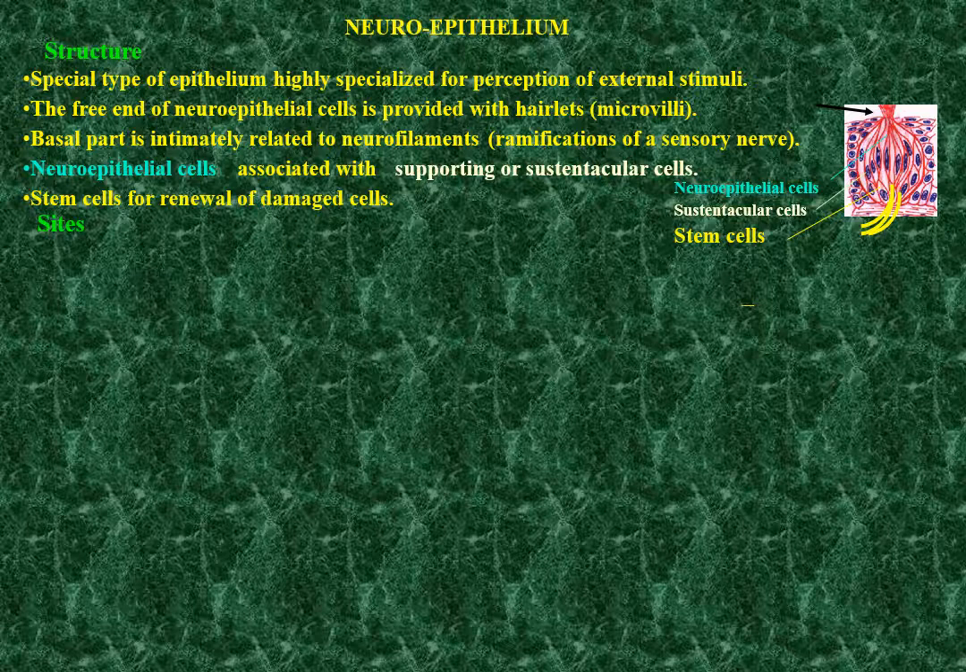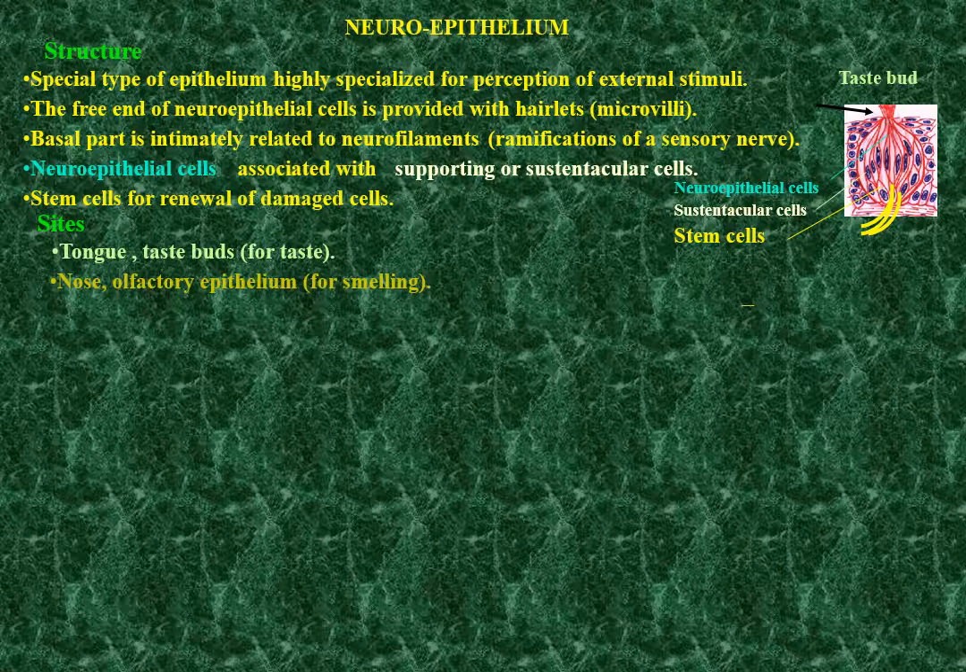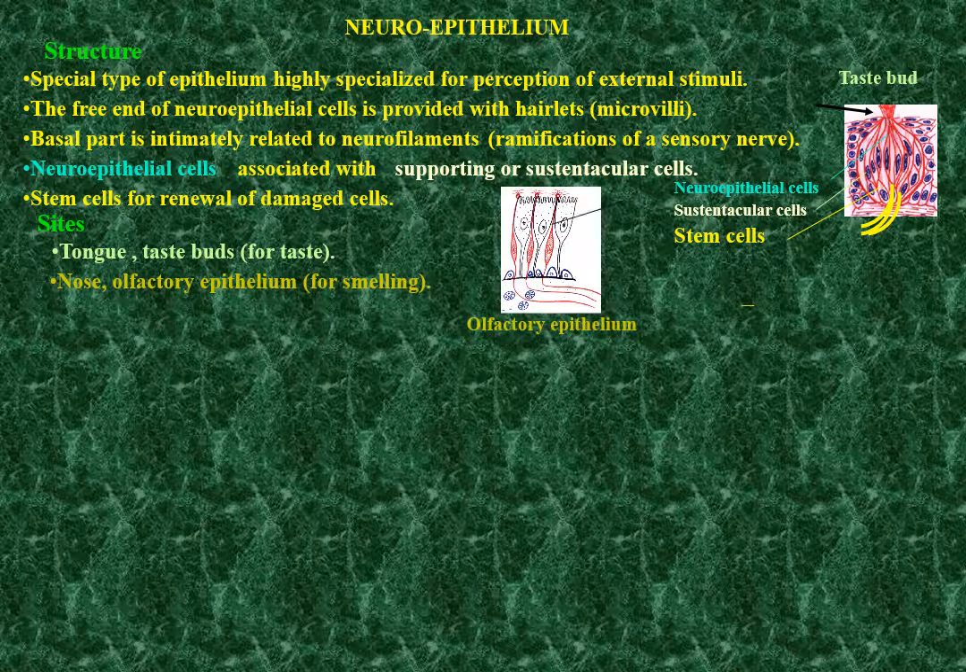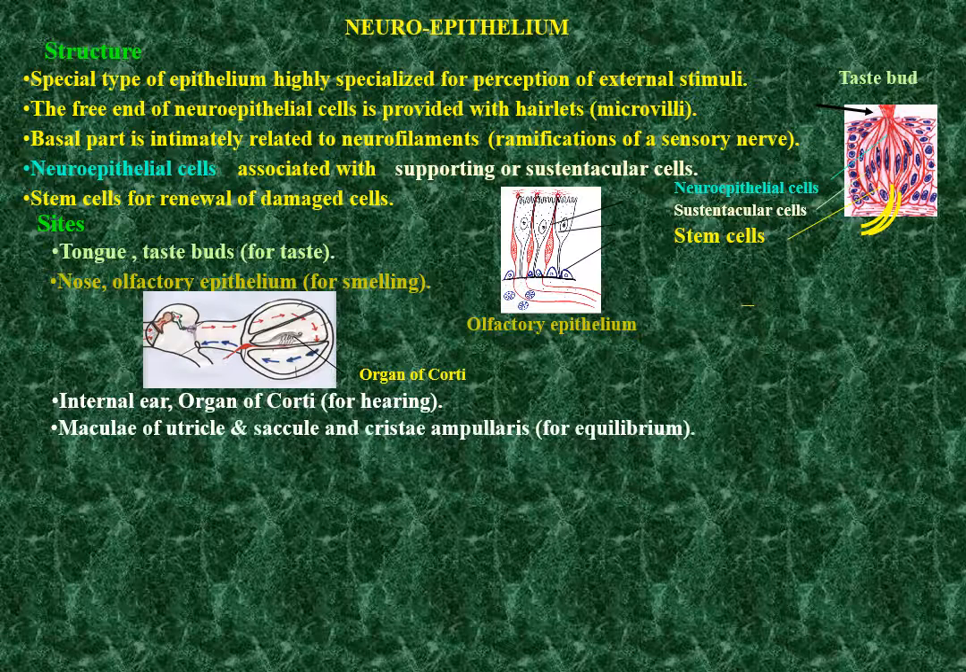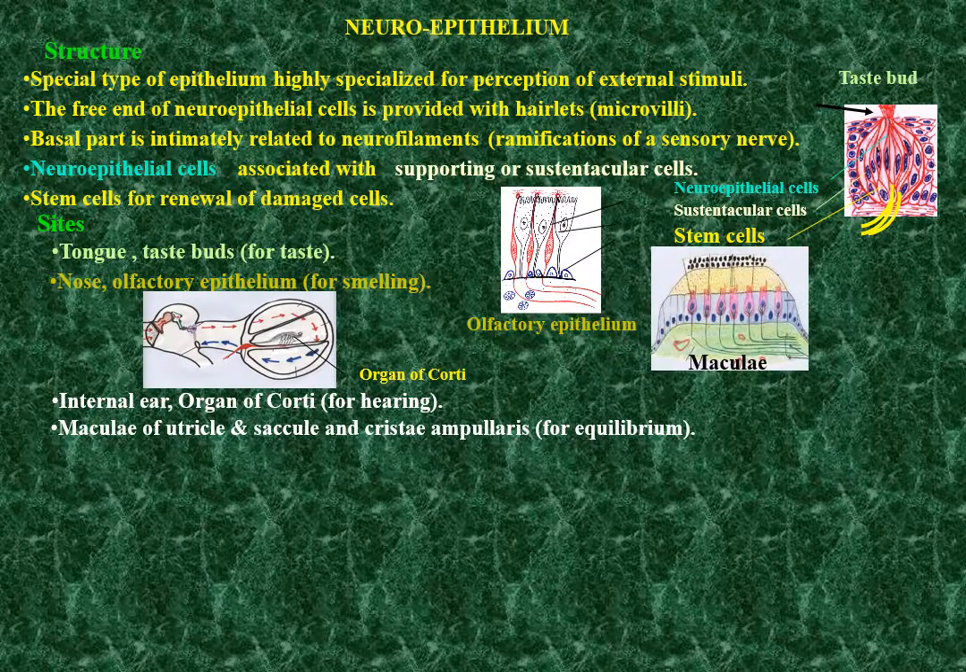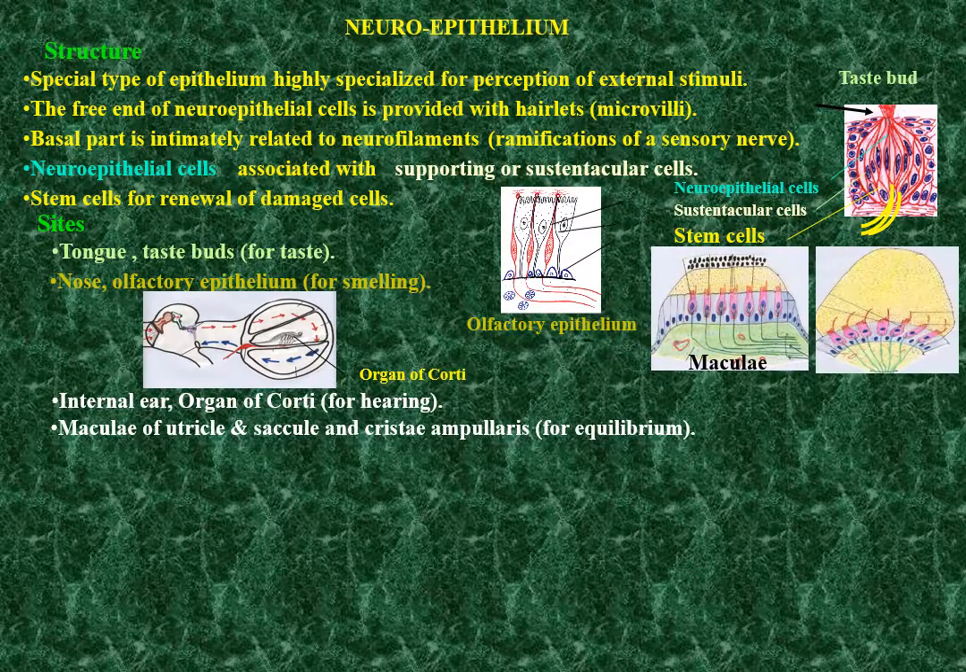Sites. Neuroepithelium is concerned with sensation. Therefore, in the tongue, it is present in the taste buds for taste sensation. In the nose, it is present in the olfactory epithelium for smelling. In the internal ear, it is found in the organ of Corti for hearing, and in the maculae of utricle and saccule and crista ampullaris for equilibrium.